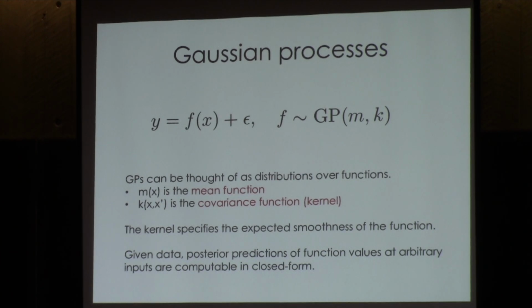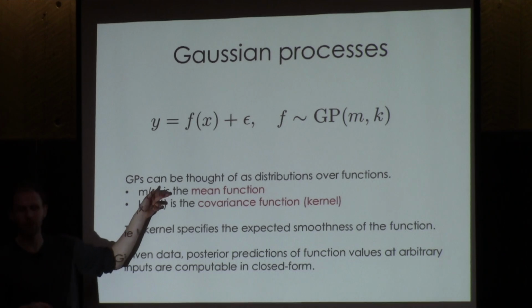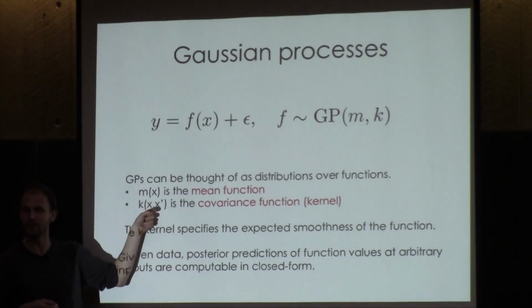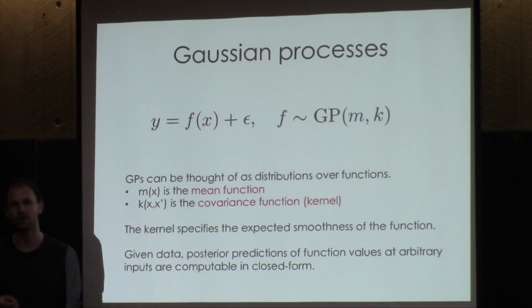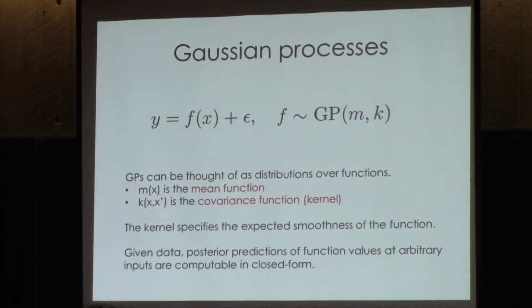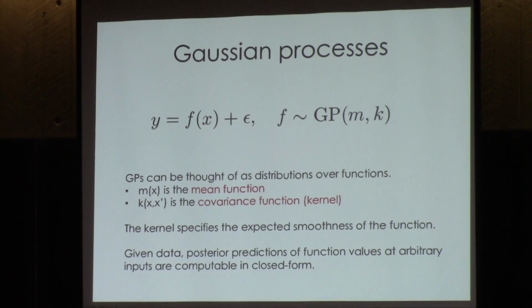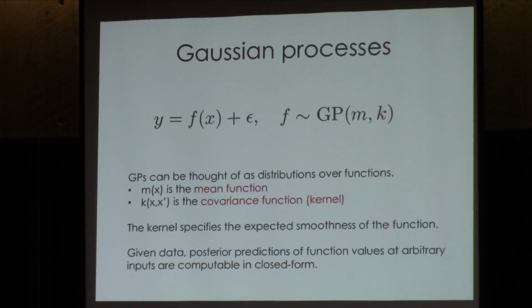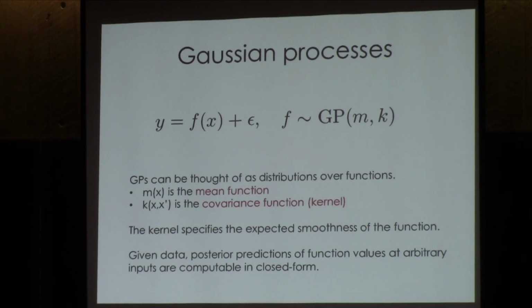We'll follow standard practice and, for simplicity, take the mean function to be 0 everywhere. And so all the action is really in the covariance function, or what's sometimes called the kernel. We can think about the kernel as parameterizing the expected smoothness of the function. It's telling you how much the outputs will vary for some fixed difference in the input.